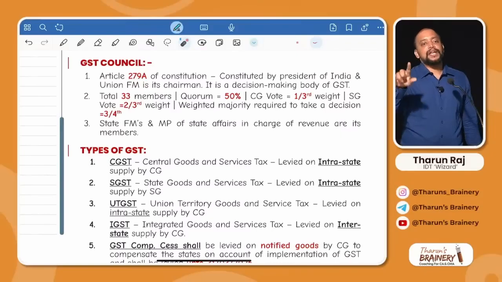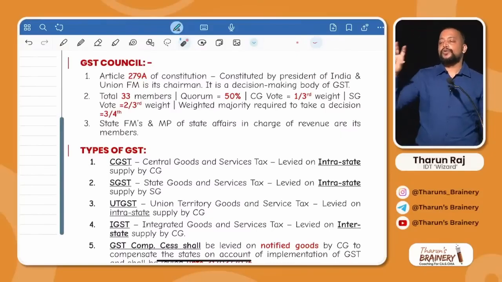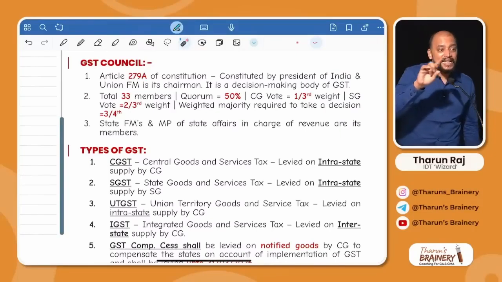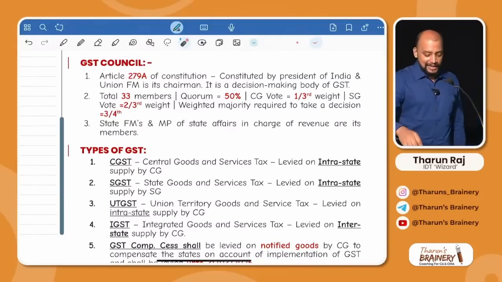So that Union MP who is in charge of revenue is also one of the members. So total how many members? 33 members. Okay, you can see that.